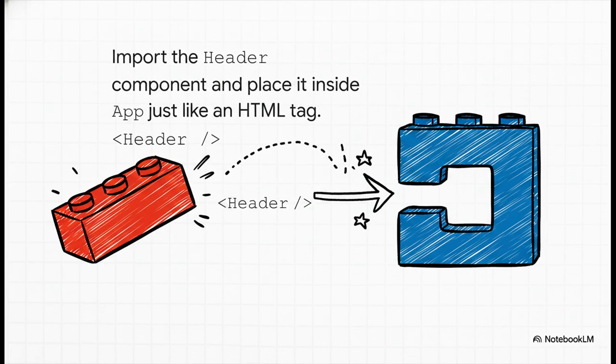And this is where it all comes together. We go back to our main app component, we import the header we just made, and then we place it inside the return statement just like it was a standard HTML tag. We've just snapped our header Lego into our main app structure. This is called composition, and it is absolutely fundamental to building with React.